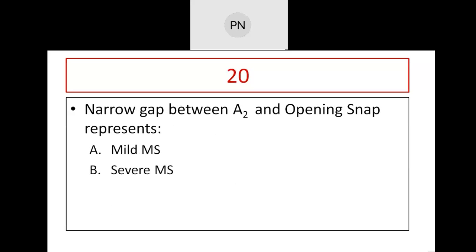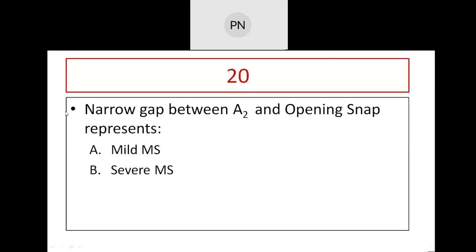Now, this I did not explain, but I want you to think and tell me. If the gap between the A2 second heart sound and opening snap is less, does it indicate a more severe disease or less severe disease? The answer is B, more severe. I'll explain this answer a little bit for those who did not get it.